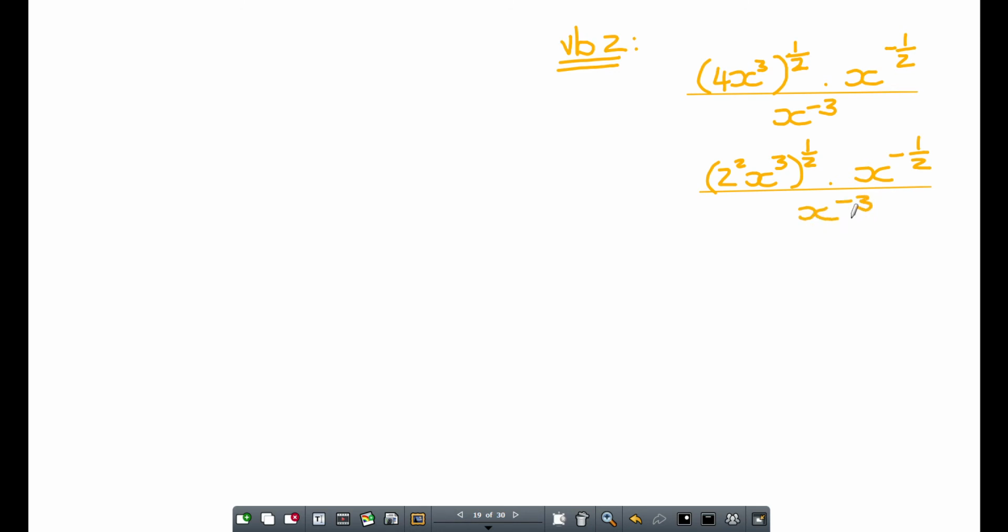Now, what I want you to know is that to the power of a half applies to everything inside the bracket, meaning it goes with the 2 to the power of 2, and it goes with the x to the power of 3. And because it's a power to the power, what are we going to do? Multiply.